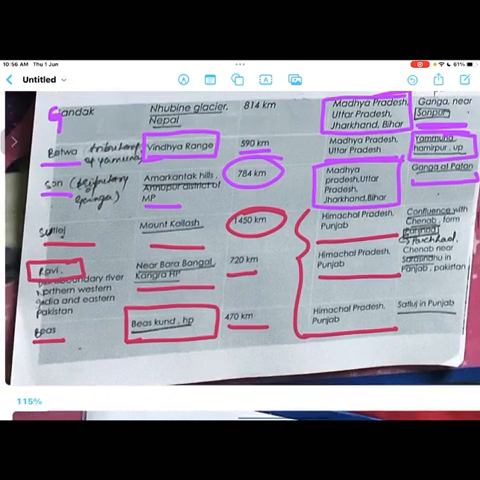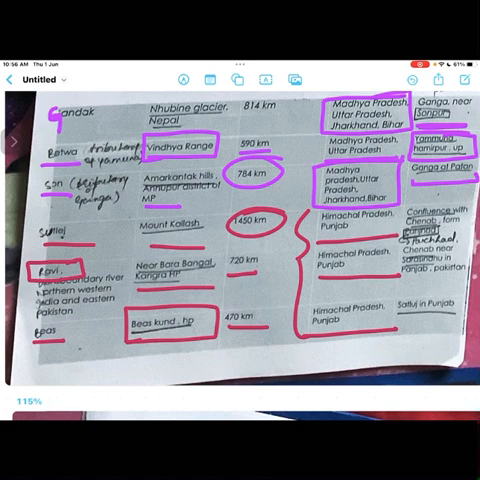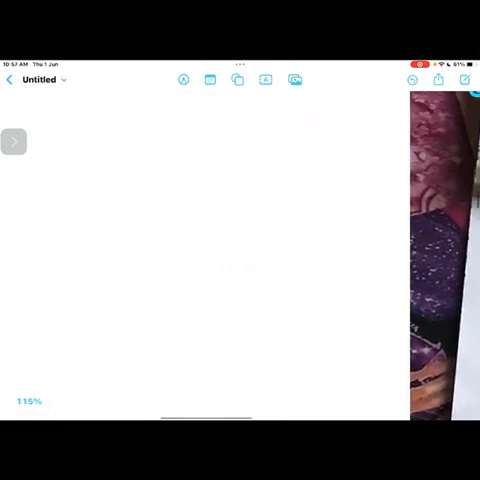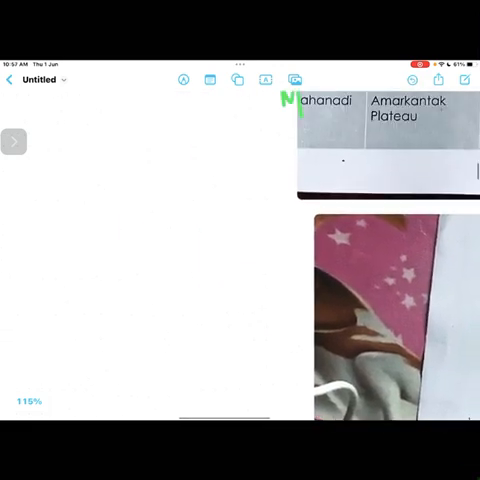So let us plot these rivers on the map. I hope this is an effective way of studying it, so that you can locate the rivers and also learn the data. So we have got Gandak, Betwa, Son, Satluj, Ravi and Byas. Let's plot it. So just wait.